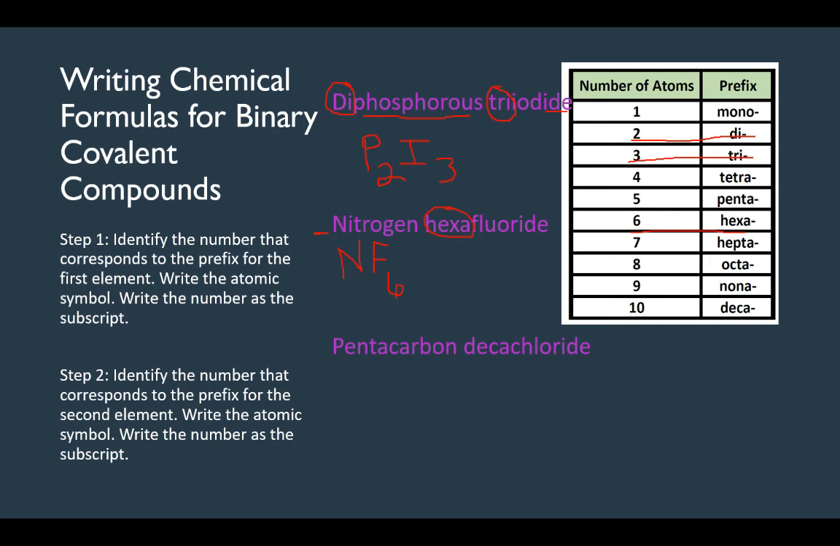And lastly, we have pentacarbon decachloride. So penta is our prefix, and that stands for 5. And carbon, so we have C5. We have 5 carbon atoms. Deca is our prefix, and that means 10. Chloride, which is chlorine, so Cl10. That would be pentacarbon decachloride.